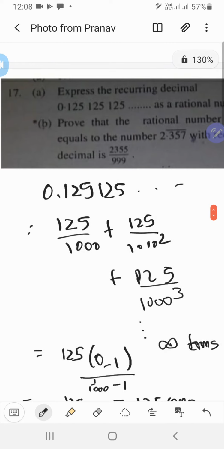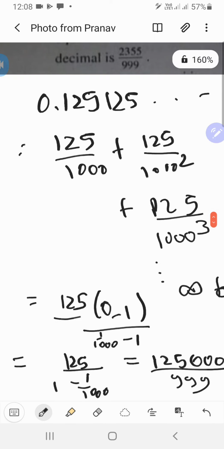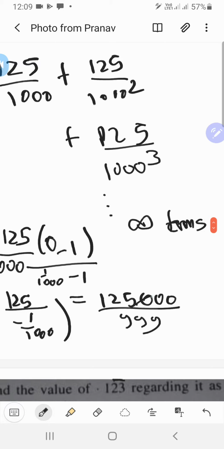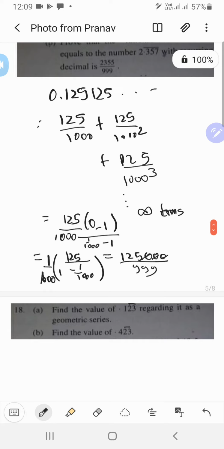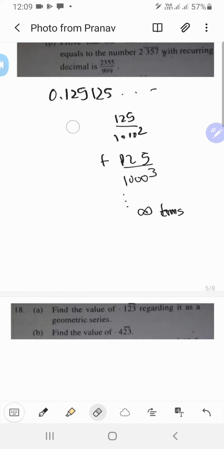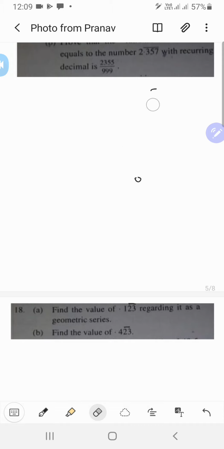Did we get the same thing? No, I don't think so. Oh yeah, the first term is supposed to be 125 upon 1000, not 125 itself. So this is going to be everything divided by 1000. So instead of having these three zeros, you will just have 125 upon 999, which is completely in agreement with the answer which we got previously by our simpler method. That's nice. What's the second question?